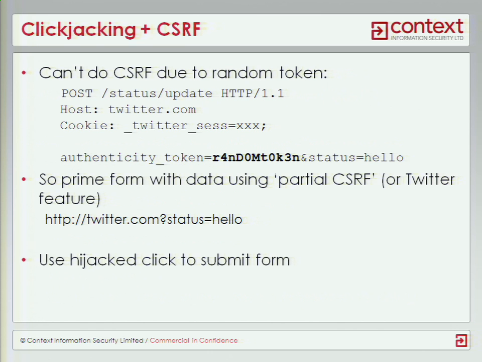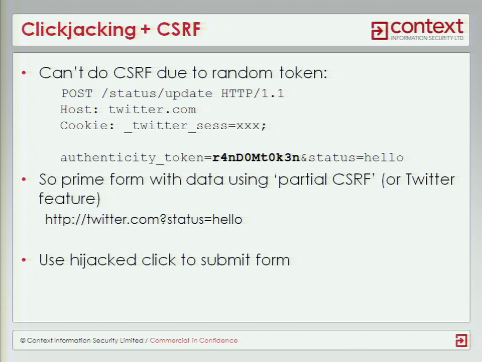So to make clickjacking more powerful, current attacks that have happened use clickjacking with cross-site request forgery. The request you see on the page is what happens when you update your status on Twitter. In the line at the bottom, we have the random token and the status. If that random token isn't there, then the update won't happen.